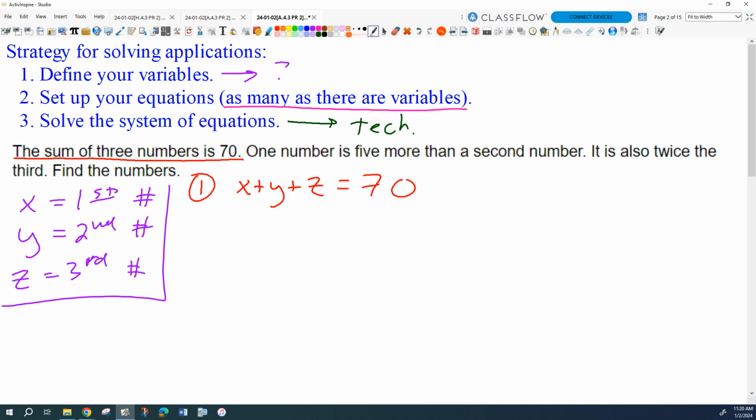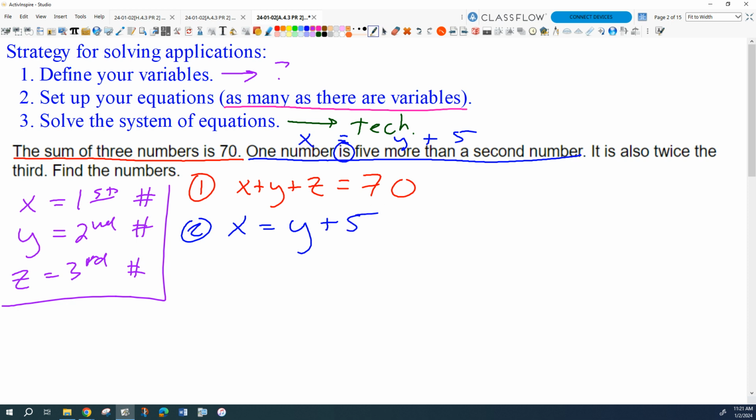What about another sentence here? One number is 5 more than a second number. Translate that language into a math sentence, to an equation. What does is stand for? Equals. So one number, that must be our first number, right? So x equals 5 more than a second number. Yeah, y plus 5. There you go. Second number plus 5. Okay. So there's our second equation. x equals y plus 5.